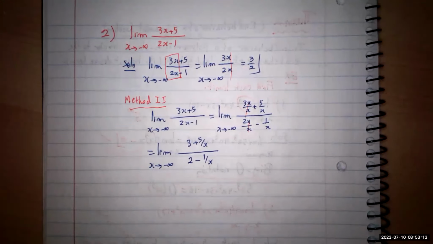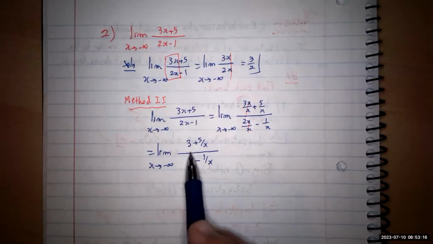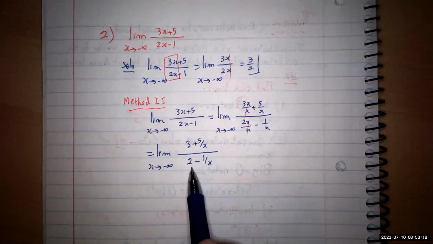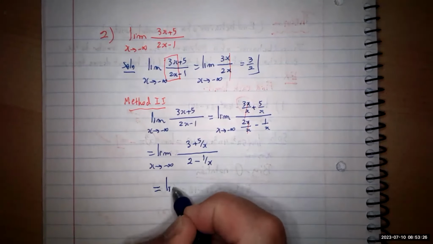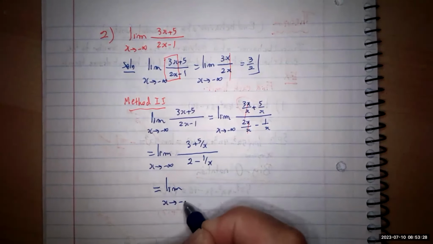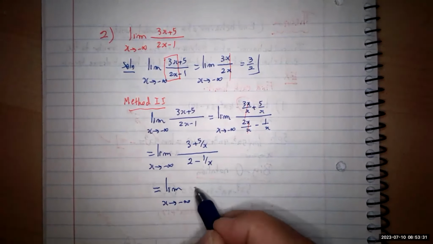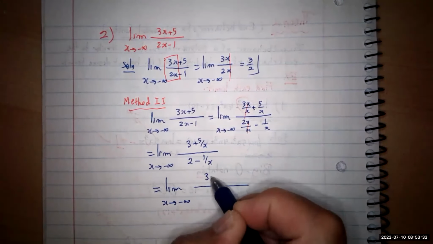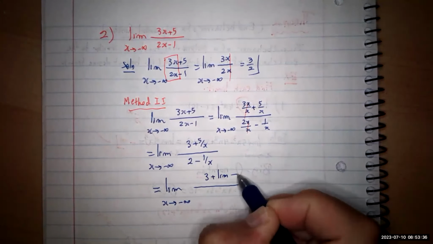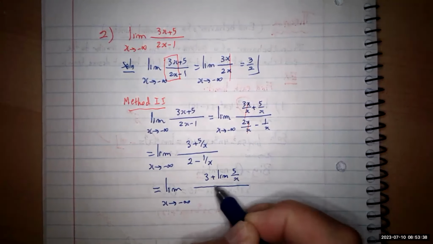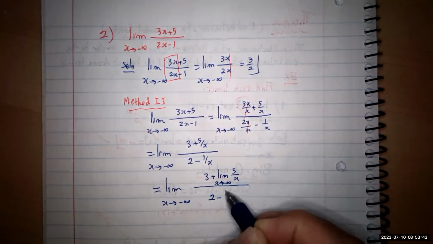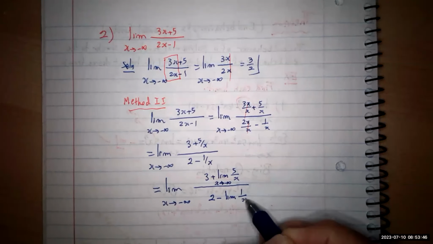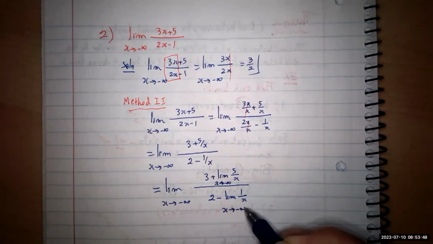Okay, any question? Then they take the limit. This is the limit of the fraction. It's going to be the limit of the top and the bottom. So the limit of the top is the limit of the first one, which is 3, plus the second one. So this is the limit as x goes to negative infinity. So this is going to be 3 plus the limit of 5 over x, x goes to negative infinity. And the bottom one is 2 minus the limit of 1 over x, x goes to negative infinity.